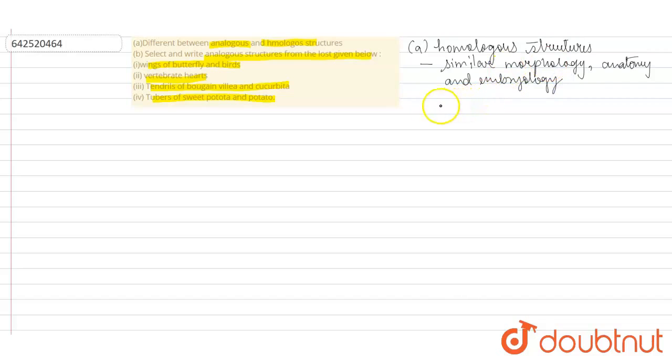Besides that, these are dissimilar in function. They do not perform the same function. These structures may look similar, but their functions are different. Okay, and these homologous organs are inherited from a common ancestor. So they are inherited from a common ancestor.